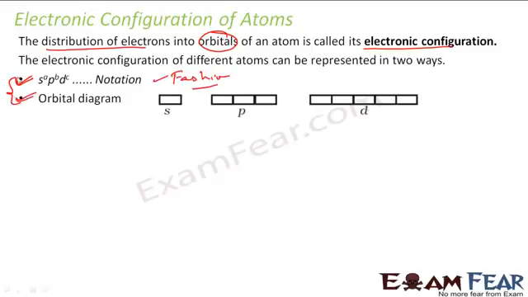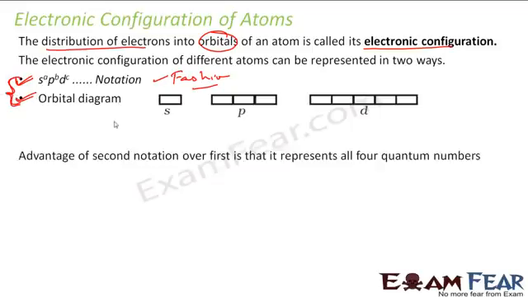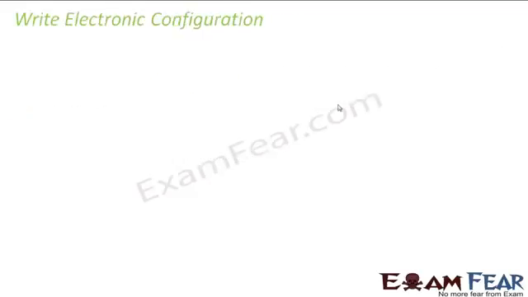Both are same actually. Both represent the same data. The only thing is the representation is different. But there's an advantage of the second over the first because it represents all quantum numbers. So this one will not represent all the quantum numbers, but this will represent all the quantum numbers. Looking at this, you can tell the quantum numbers for all the electrons. We'll discuss more in detail for that.